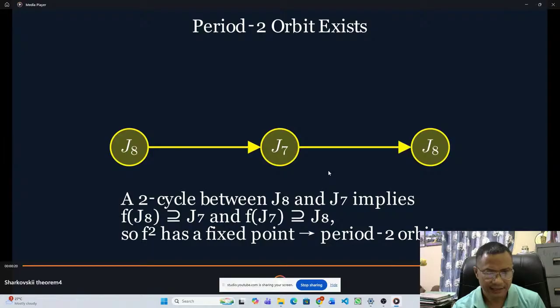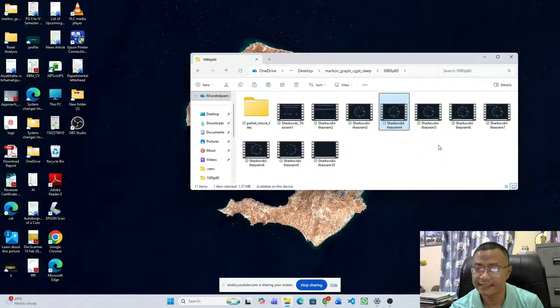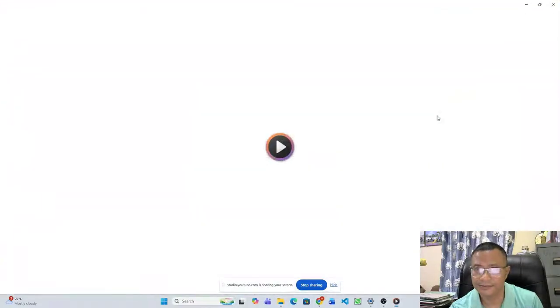f of J8 is a superset of J7. Therefore, there is an edge from J8 to J7. Again, f of J7 is a superset of J8, or in another language, we say f of J7 covers J8. So there is an edge from J7 to J8. In totality, we have a primitive cycle of length 2. Therefore, there exists a periodic point of period 2. Okay, so next, let us see, there is a periodic point of period 4 also.